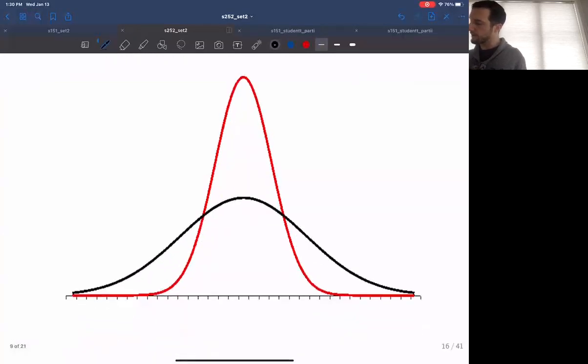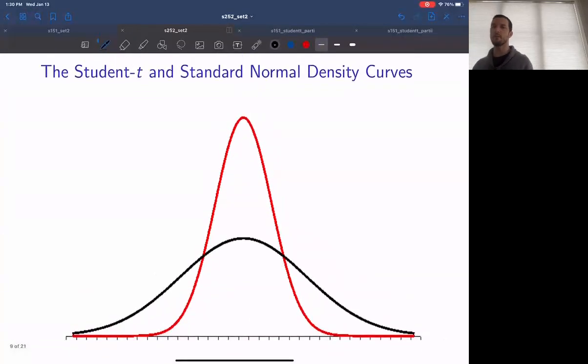Okay, so as a refresher, on slide 16, we have an illustration of both the standard normal and the student t distribution. So the red curve here is the standard normal density curve.